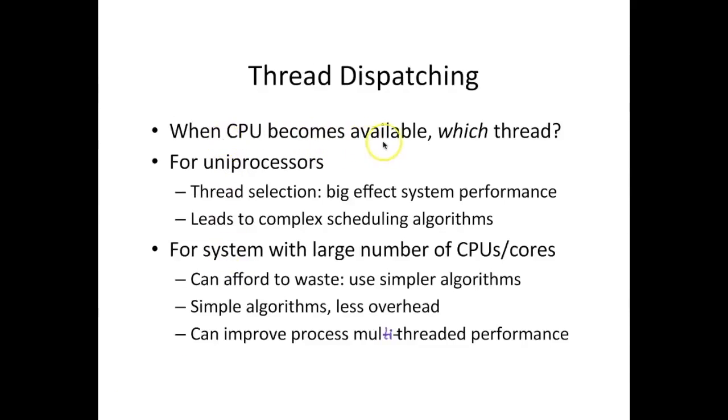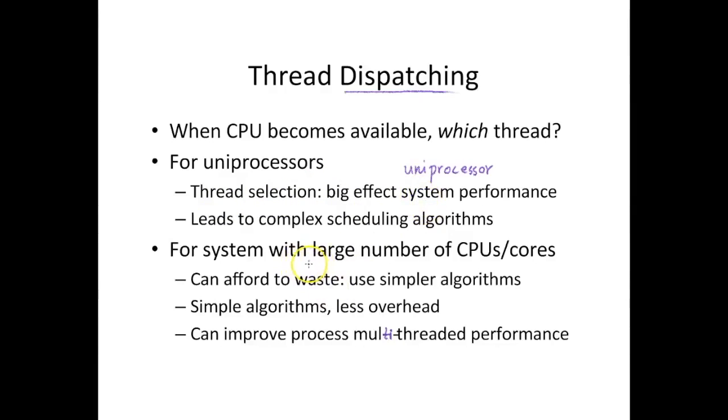When a CPU becomes available to execute a certain thread, the question is which thread we need to assign. This problem is known as thread dispatching. For uniprocessors, thread selection makes a big impact on system performance. That was the reason why we studied many various scheduling algorithms, including multi-level feedback queue, priority queue scheduling, stride scheduling and so on. So we have a variety of complex scheduling algorithms, since for a uniprocessor environment, whatever thread selection or dispatching decision is made has a big impact on system performance.